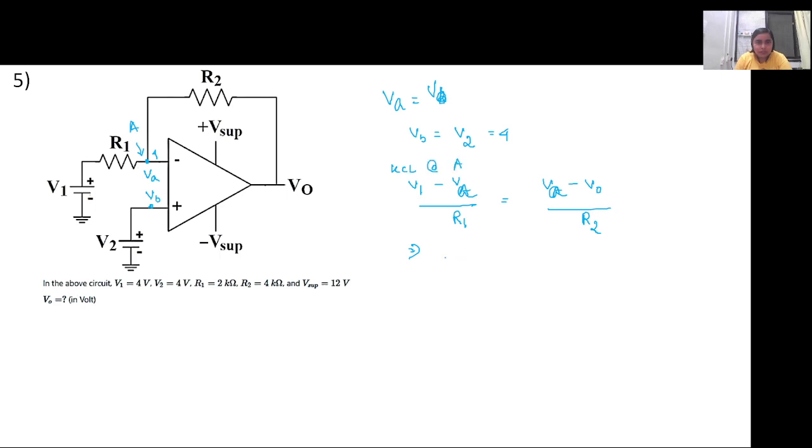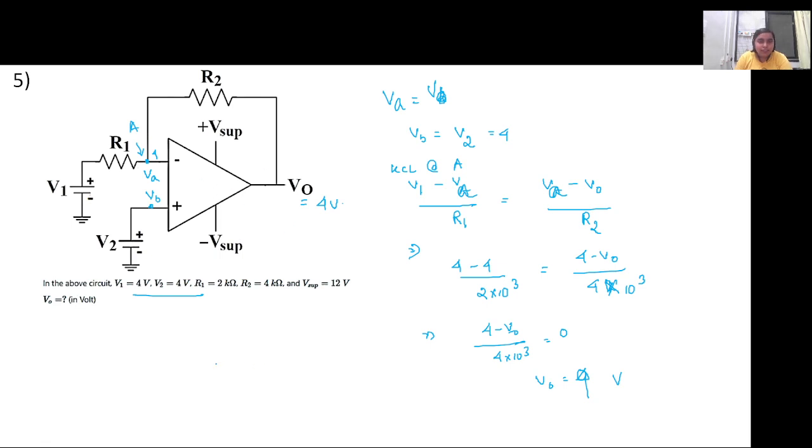So did you get the value of V naught? 4 volts, no? Right. R1 is 2 kilo ohm. This comes out to be 4 minus V naught by R2, which is 4 kilo ohm. So (4 minus V naught) by 4 into 10 cube equals 0, so V naught will be equal to 4. This kind of circuit, where the input voltages are both 4 volts and the output that we get here is also 4 volts, is called the unity gain.